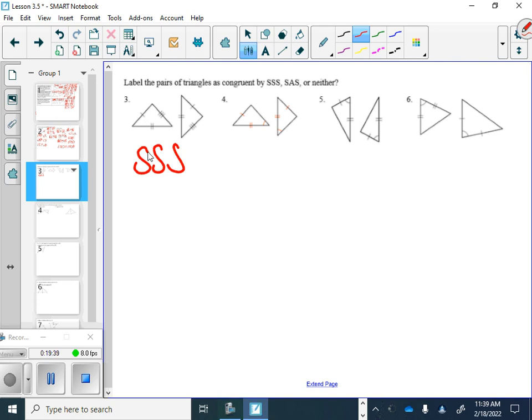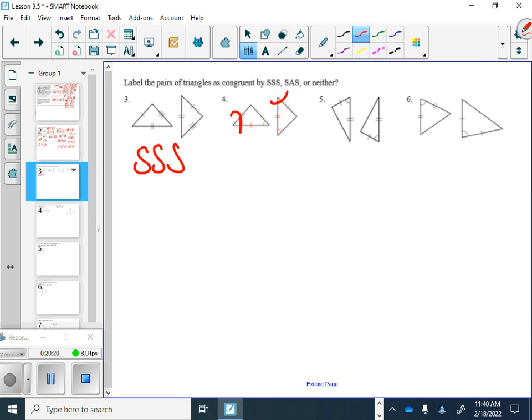Number 4. Side, side, side, side, angle, side, or neither? Nope. Where does the angle have to be for side, angle, side to work? It has to be in between the two sides. So if it were side, angle, side, my angles would be here. The angle must be in between the two sides.